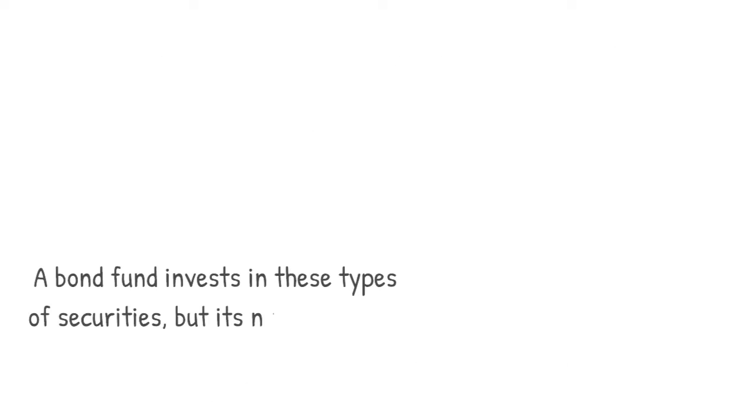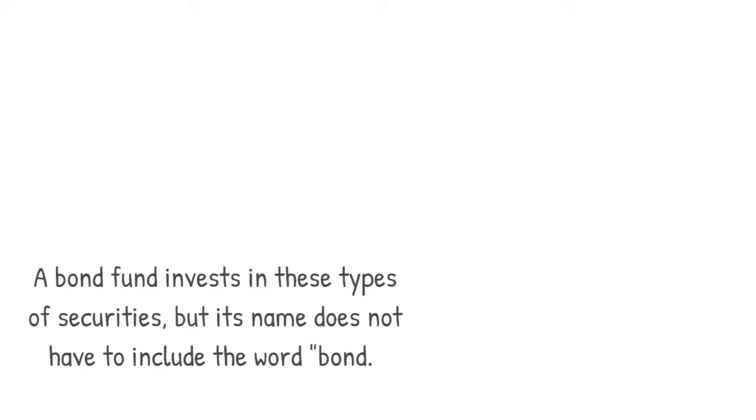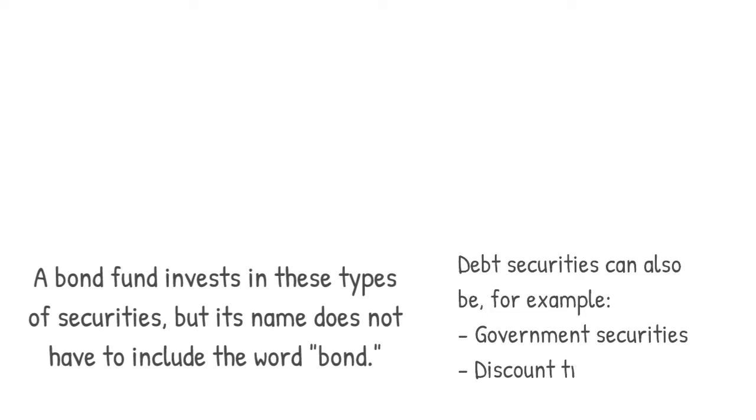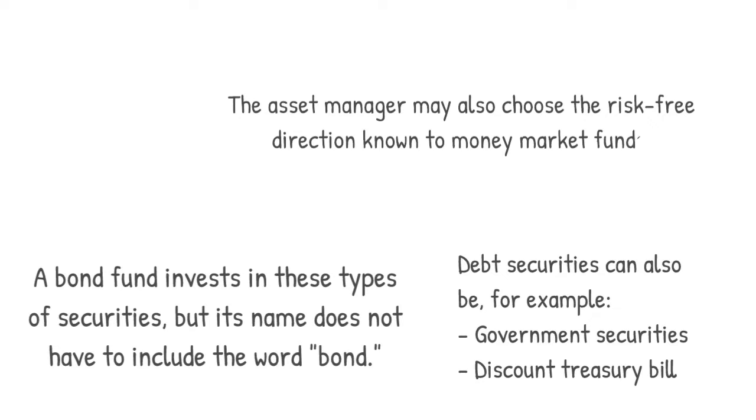The vast majority of the bond fund is made up of bonds. Here, the fund manager may invest not only in securities specifically called bonds, but also in any debt security. Examples include government securities and discount treasury bills. In addition, the fund manager, of course, for its own reasons, may hold money in bank deposits with a lower risk than bonds, just like a money market fund. A bond fund can be an excellent choice for those who want to achieve their financial goals beyond 1 year but within 5 years.